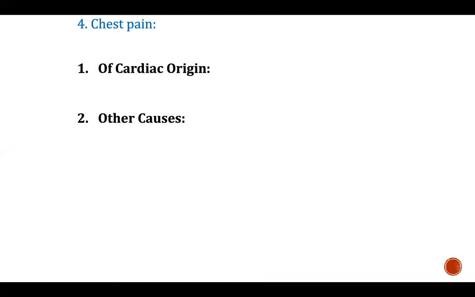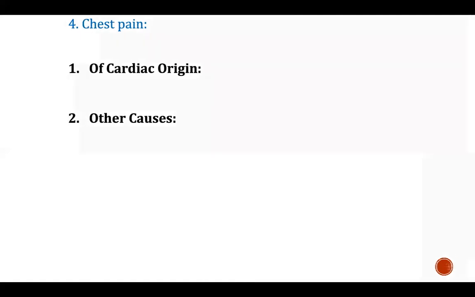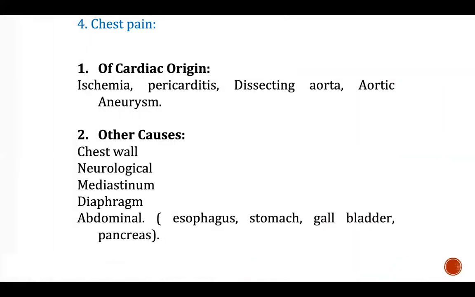Okay, good, good. As you all rightly said, it can be ischemia, pericarditis, dissecting aorta, aortic aneurysm as well. So there are multiple causes, and that's why we are all here to find out those reasons. Similarly, as I already said, there could be other causes like the chest wall, neurological, mediastinum, diaphragm, or abdominal causes as well, like from the esophagus, stomach, gallbladder, or pancreas. So these are very common.